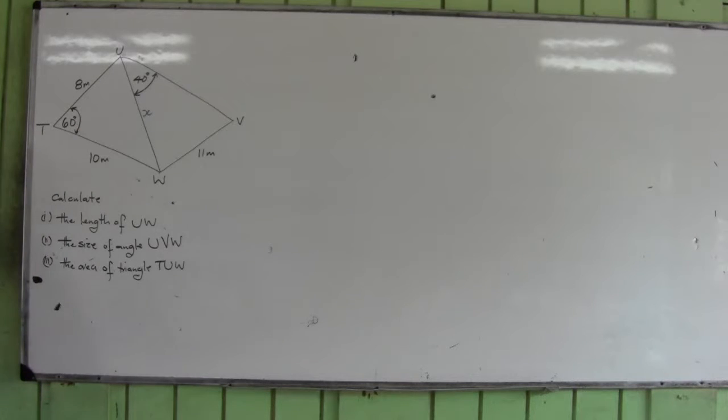So in the triangle on the left, I know the length of two sides and the inclusive angle. If I know the length of two sides and the inclusive angle, what rule must I use to solve the triangle? Talk to me now. Cosine rule. So let's write it.